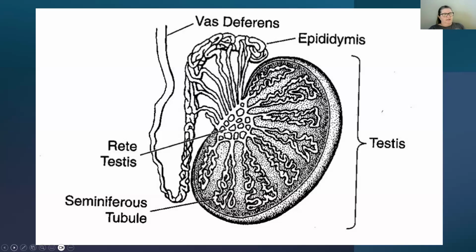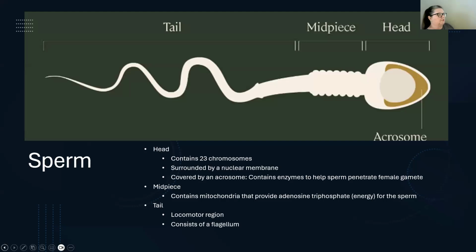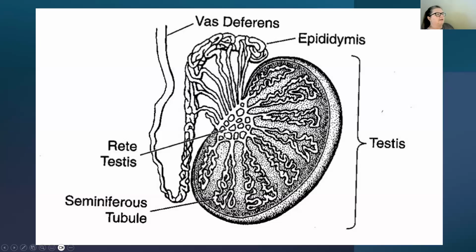Here is a diagram of a testis. We have here these little coiled up areas. These are the seminiferous tubules. Up here, just behind, on top and behind, I guess you could call it, is another bunch of coiled areas called the epididymis.